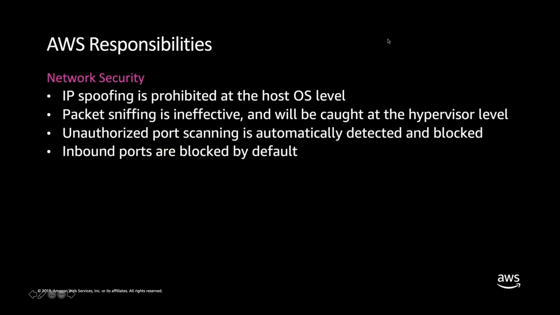Network security. IP spoofing is prohibited at the host level. Basically, some of the functionality that a physical machine can do is monitored or filtered by AWS, because it also needs to protect its customers residing within the same data center or the same physical machine.